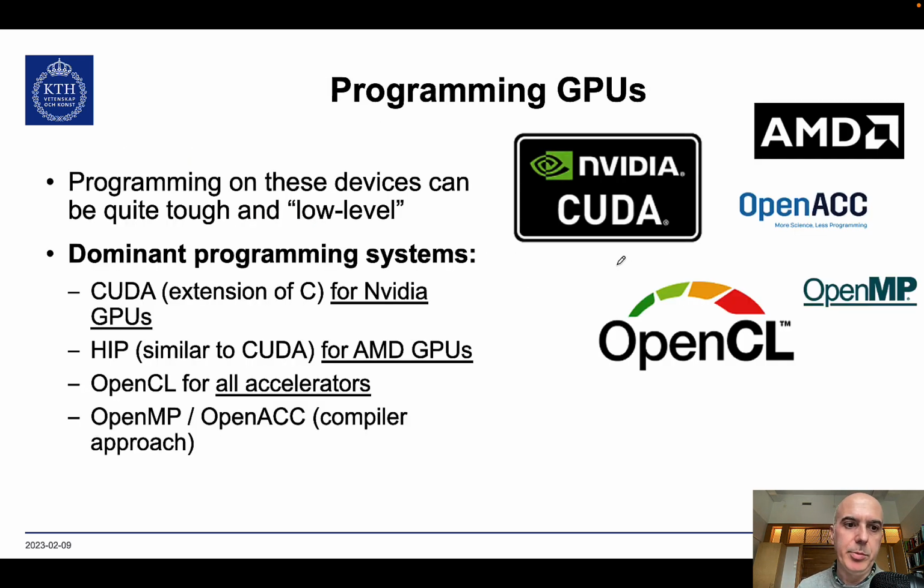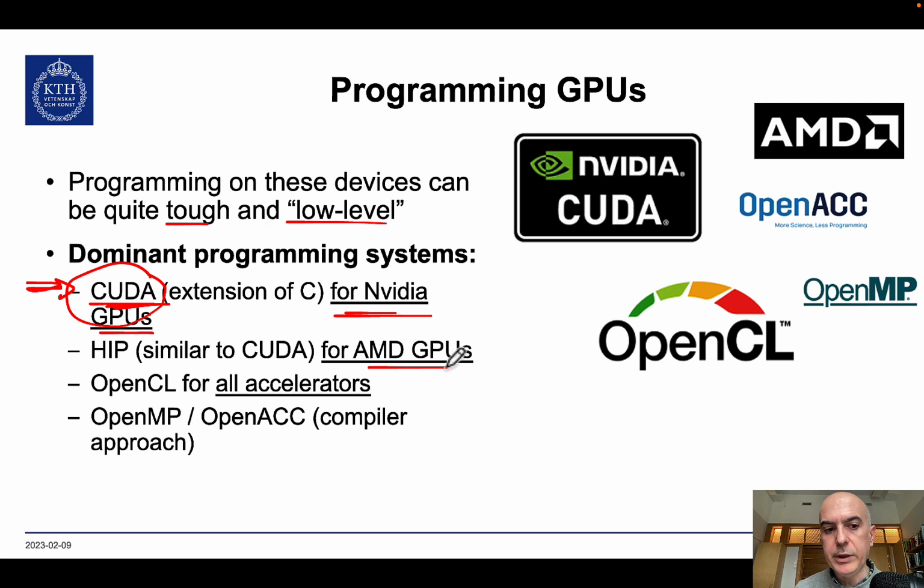How do we program GPUs? Programming these GPU devices can sometimes be quite difficult, and it tends to be quite low level. There are certain programming systems that are today dominant, so very popular when programming GPUs. Probably the most important and most famous one is CUDA, which is nothing else than an extension of the C programming language for programming only NVIDIA GPUs. This means that if you're trying to program an AMD GPU with CUDA, this is not going to work. So CUDA is proprietary to NVIDIA.